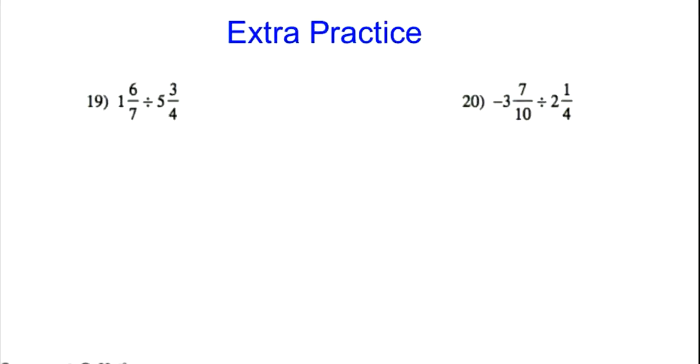Extra practice. If you choose to do these 2 extra practice problems, pause the video now, work through them. If you do not get the answer, then ask me in class for help. So, you have these 2 problems, press pause. When you're ready, press play. So the answers to 19 is 52 over 161, and the answer to 20 is negative 74 over 45.